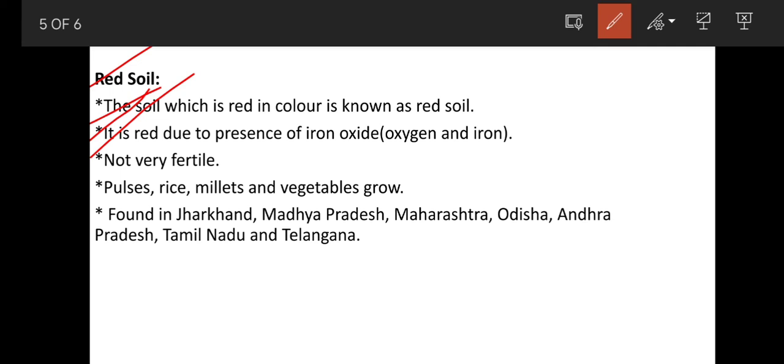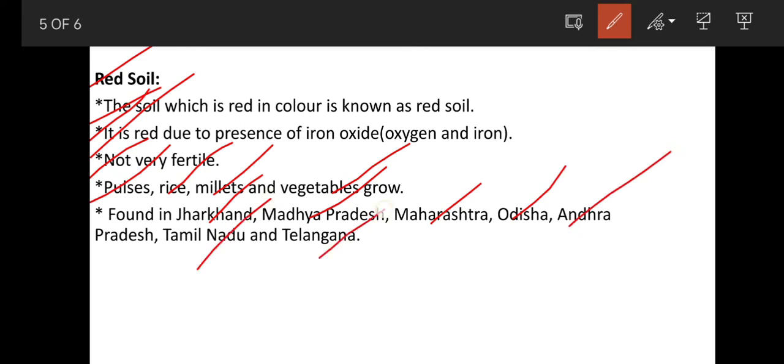And these types of soils are not very fertile. Although these types of soils are not very fertile, some of the crops which are grown in red soils are pulses, rice, millets and vegetables. So in which parts of India will we find red soil? Red soils are found in the states Jharkhand, Madhya Pradesh, Maharashtra, Odisha, Andhra Pradesh, Tamil Nadu and Telangana.